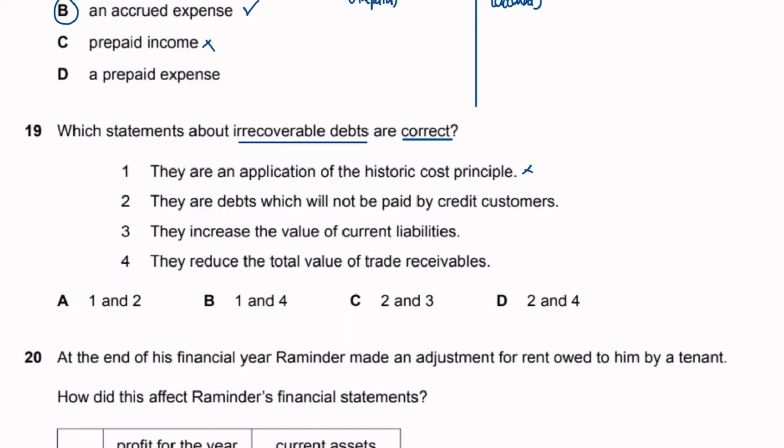Second, there are debts which will not be paid by credit customers. This is correct because maybe the customer went bankrupt, so you know it's not possible for you to collect it at all. Third, they increase the value of current liabilities. No. Fourth, they reduce the total value of trade receivables. Correct, because you will minus this out in the statement of financial position. So you use trade receivables minus irrecoverable debts. Okay, so correct.